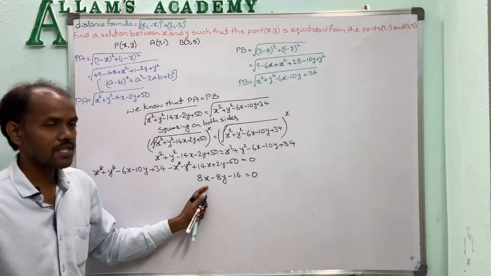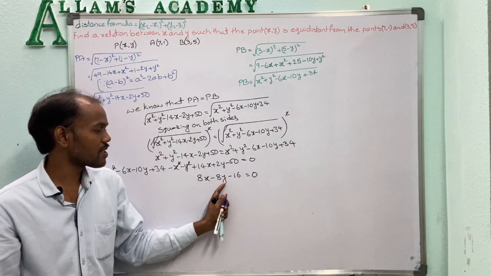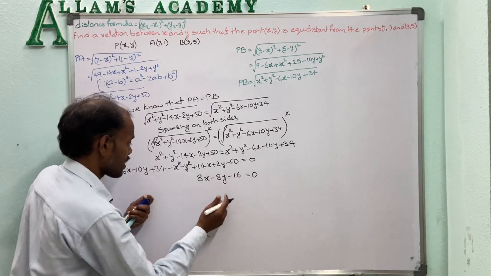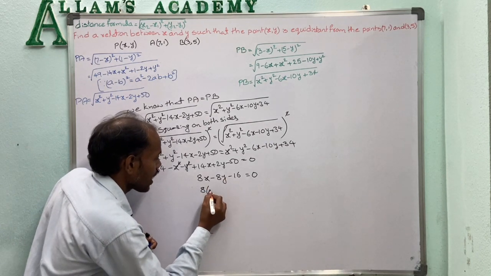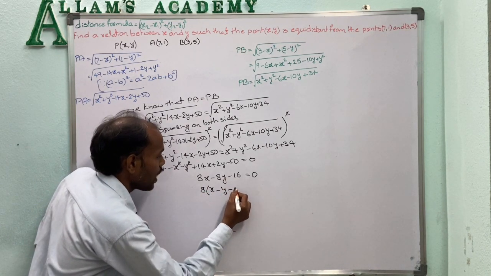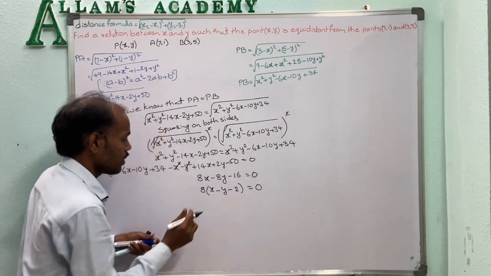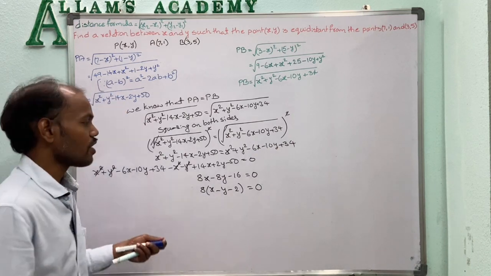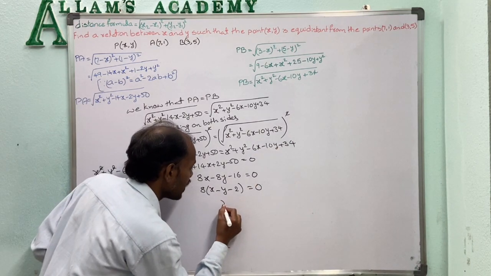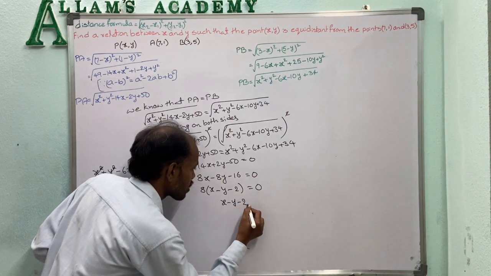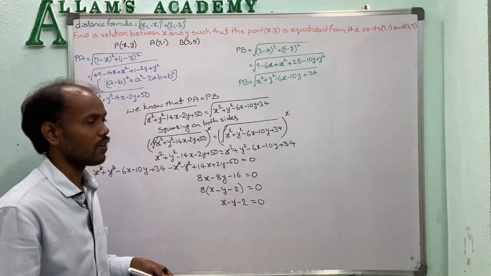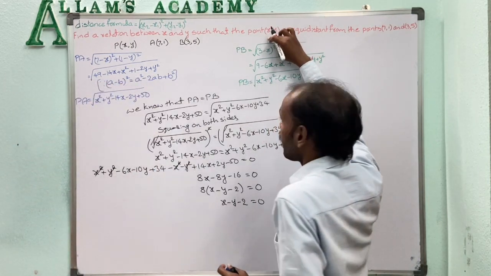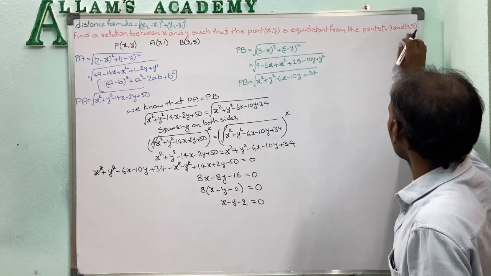Now 8x means 8 into x, 8y means 8 into y, minus 16 means 8 into 2. So 8 is the common factor. Taking 8 common, x minus y minus 2 is equal to 0. Now the 8 is transferred to the RHS as division, so 0 by 8 is 0 only. So we get x minus y minus 2 is equal to 0. This is the relation between x and y for the points equidistant from 7, 1 and 3, 5.